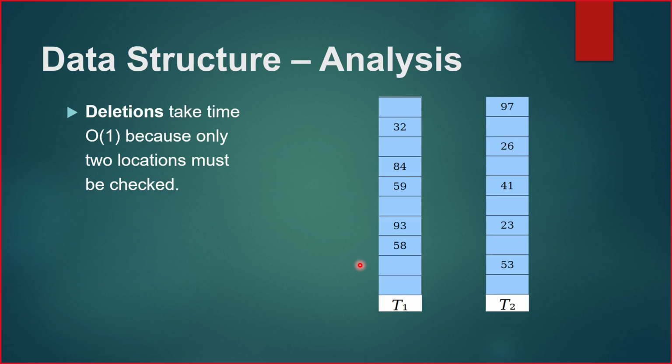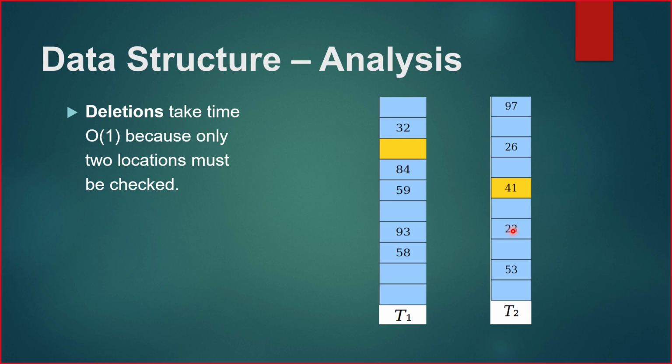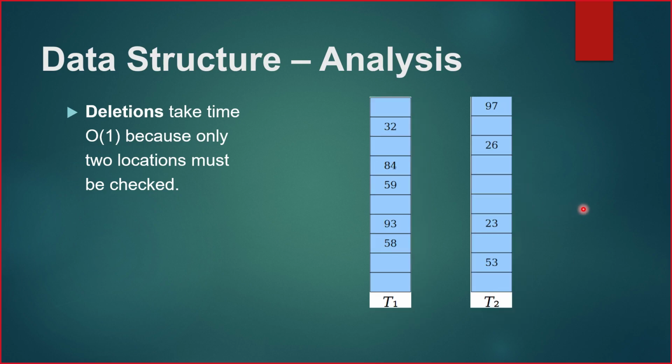Okay, so moving on to deletions. As we know, deletion also takes constant time because there are two locations that need to be checked. For example, if we are looking for the number 41 to be deleted, we will hash it with the respective hash functions of the tables T1 and T2. We will then inspect these two highlighted locations, and if 41 is found, we will remove it. Before we move on to insertions, we will first look at how it works.